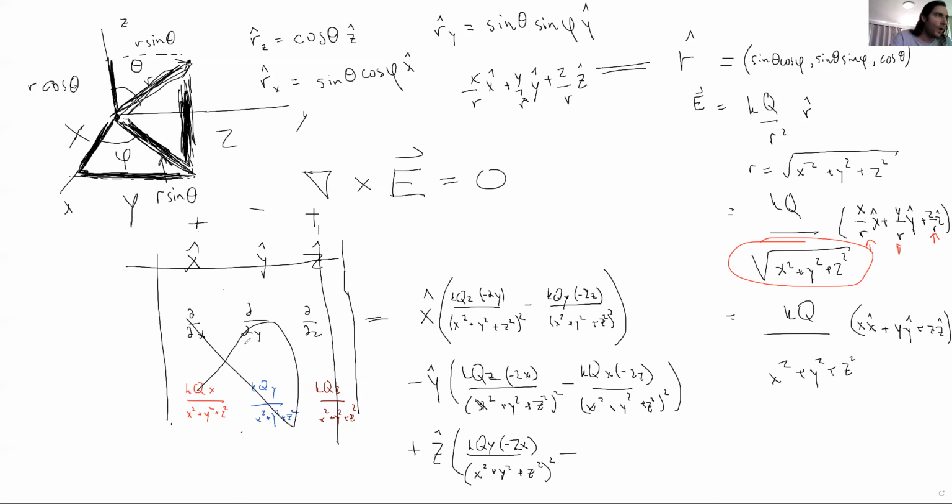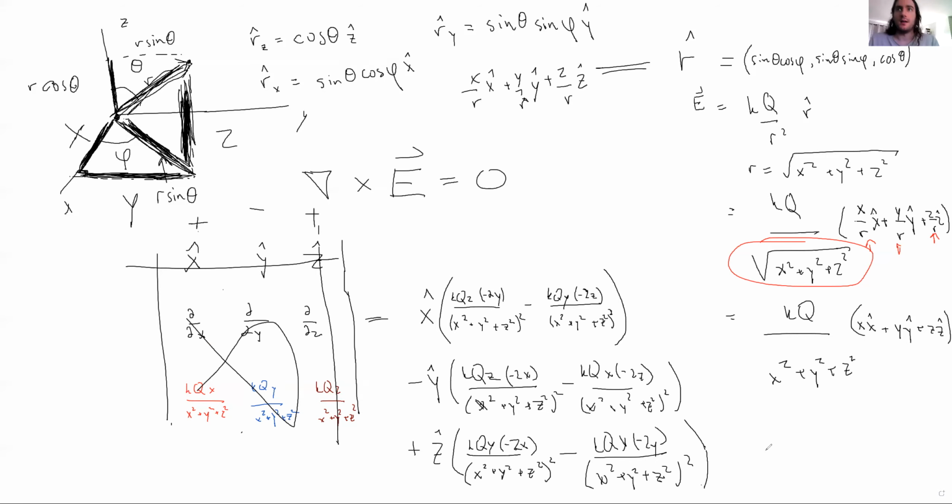And then minus y derivative on kqx. So kqx, y derivative, so it's going to have that minus 2y over x squared plus y squared plus z squared, quantity squared. That doesn't look like a plus sign, so let me fix it. And close off the parentheses.